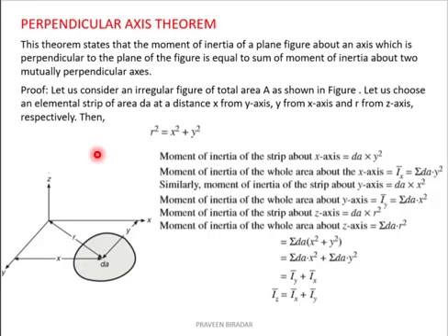So what do we mean by this R square? R square is nothing but X square plus Y square. I will substitute here. Expanding this, you get summation of dA into X square plus summation of dA into Y square. This is Iyy, this is Ixx. So Iy plus Ix is nothing but Iz. This is the perpendicular axis theorem.